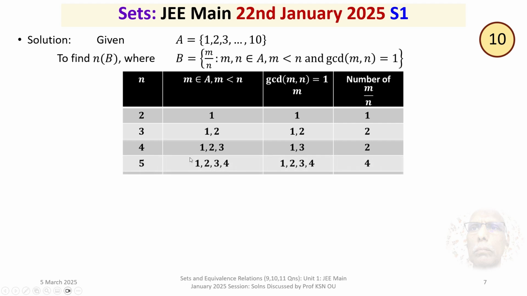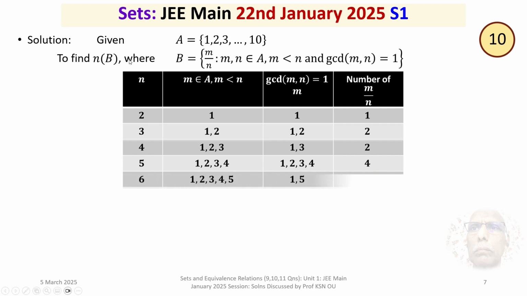So now go to 5. Elements of A less than 5: 1, 2, 3, 4. And 5 being a prime number, 5 is relatively prime to each one of these elements. So GCD of 5 comma 1 is 1, 5 comma 2 is 1, 5 comma 3 is 1, 5 comma 4 is 1. So all of them will qualify. So now how many m's? 1, 2, 3, 4. 4 elements, therefore 4. So the quotients are 1 by 5, 2 by 5, 3 by 5, 4 by 5. They are 4 in number.